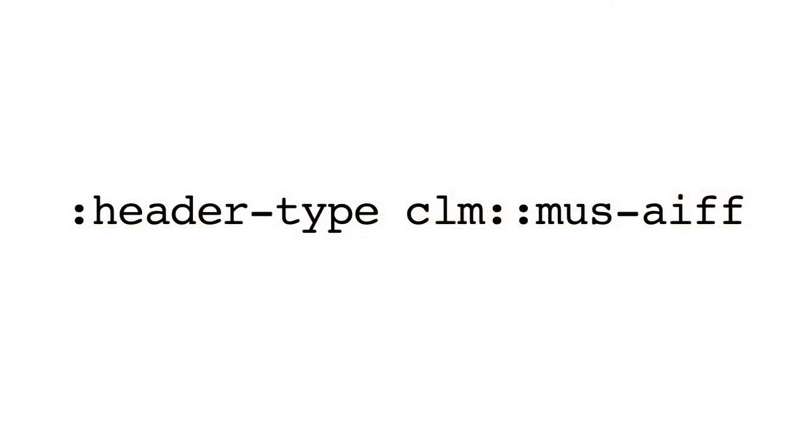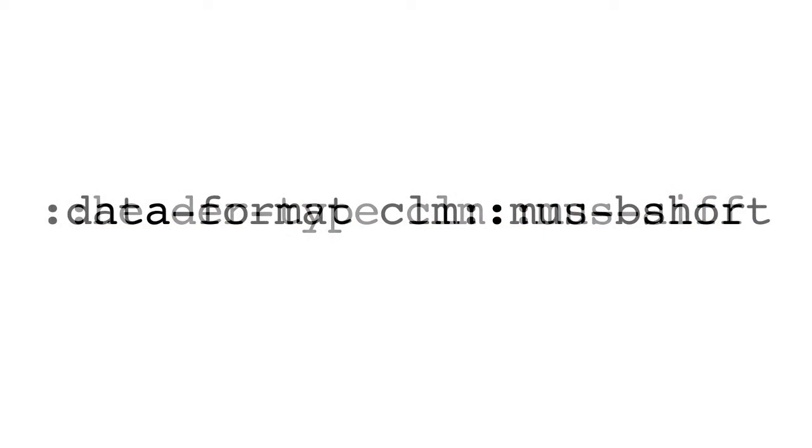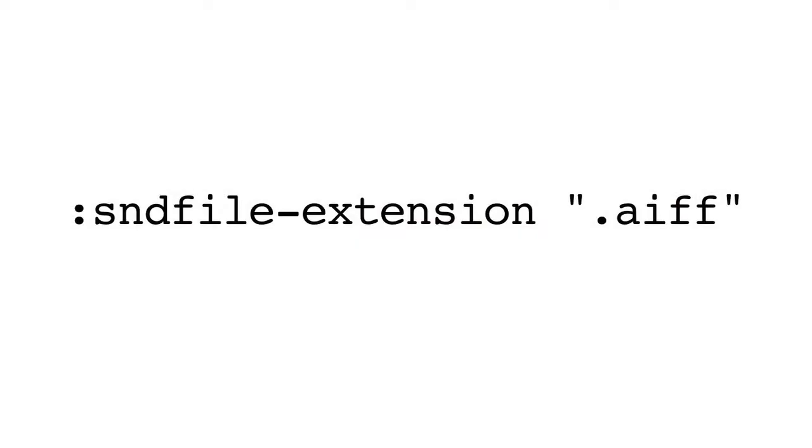The header type and the data format arguments must be preceded with CLM: to specify the CLM package, as you can see in our example below. The sound file extension, if nil, will be added automatically depending on the output format of your sound file. But if you do specify it, as mentioned, this will not change the output sound file.